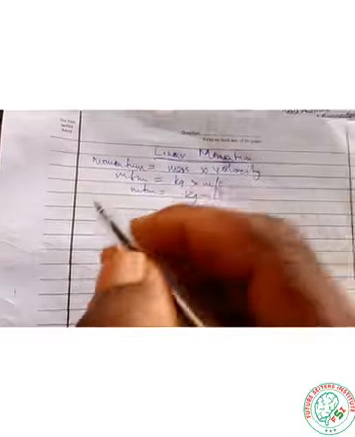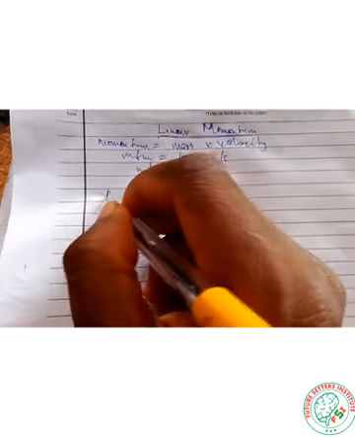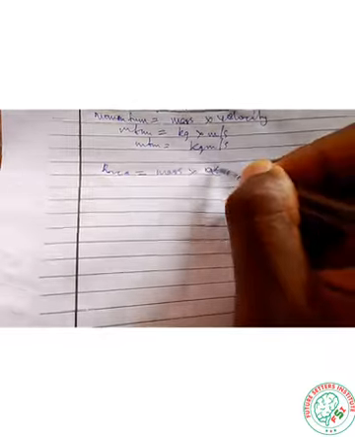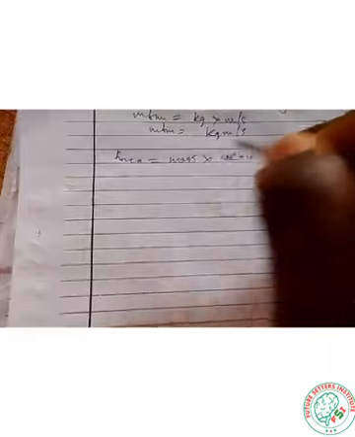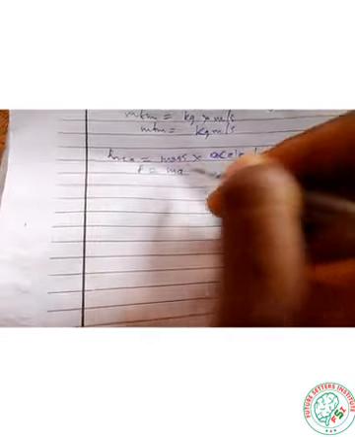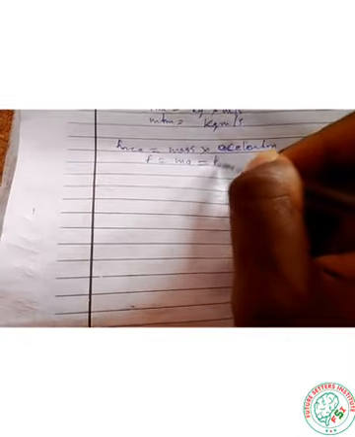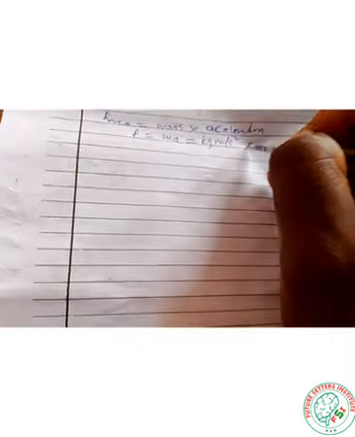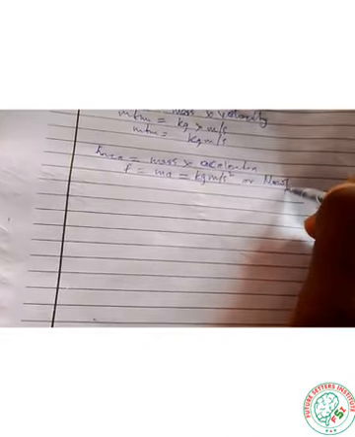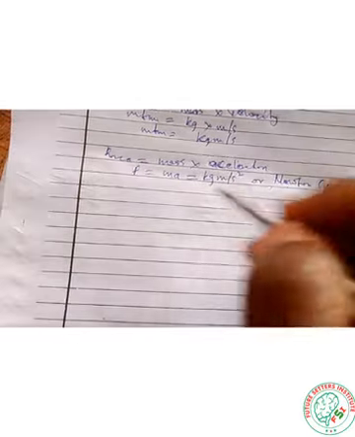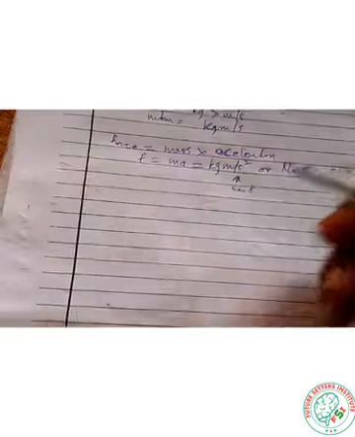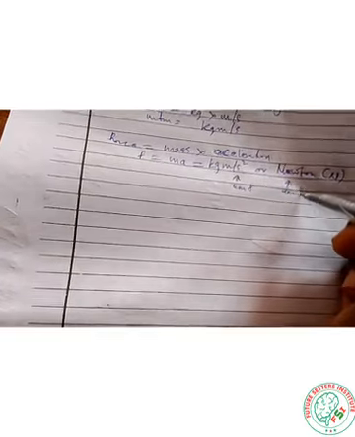Then also we have that force is equal to mass times acceleration, F = ma. We know that mass is in kilogram and acceleration is meter per second square. So the unit of force is either kilogram meter per second square or Newton.